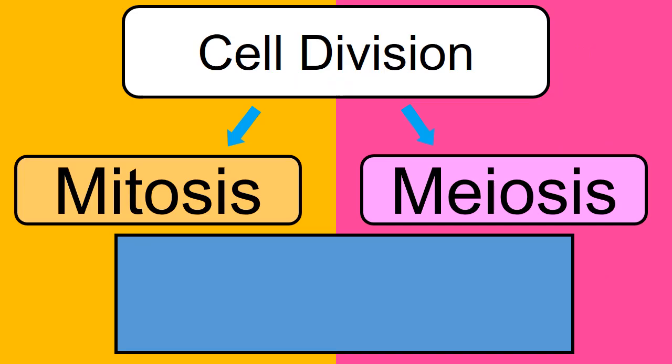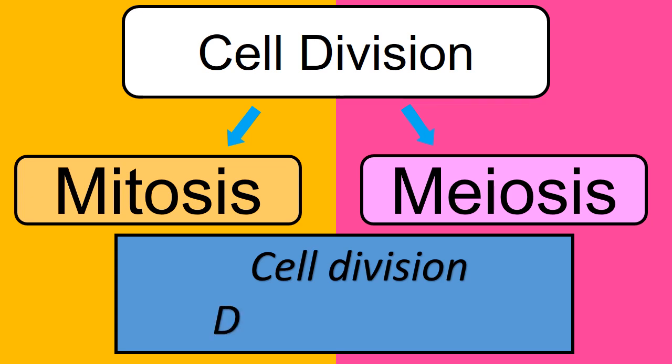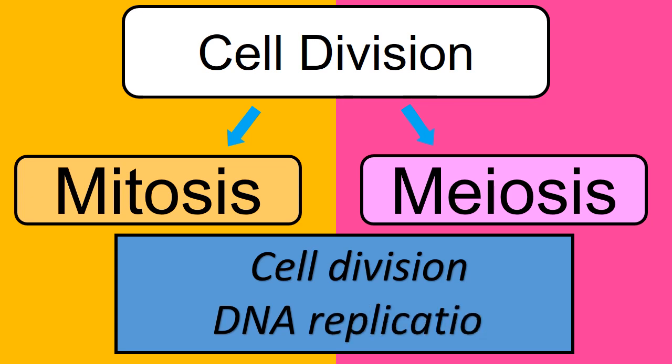What are the similarities between mitosis and meiosis? Both mitosis and meiosis are types of cell division in which one cell gives rise to more than one cell. Both mitosis and meiosis follow replication of chromosomes, where DNA is duplicated.